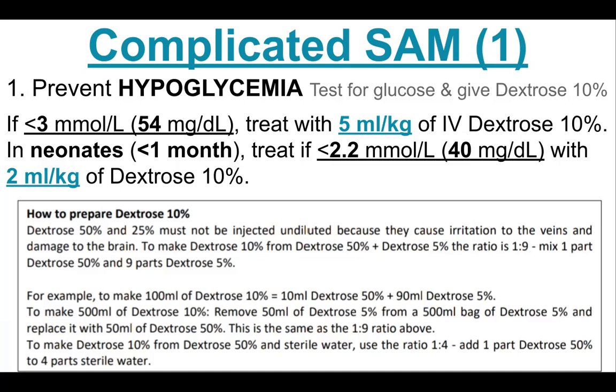Of course, you can also make dextrose 10% from dextrose 50% and sterile injection water, not just any drinking water, because you want to inject into the blood vessel. So if you want to use dextrose 50% with sterile injection water, use the ratio of 1 to 4. So add 1 ml of dextrose 50% to 4 ml of sterile water.